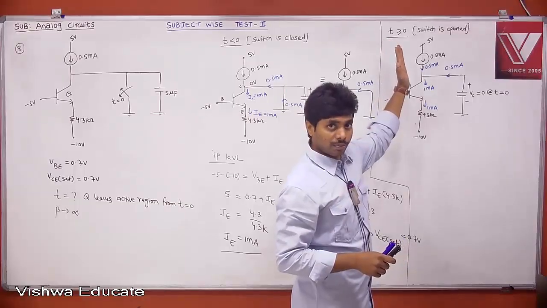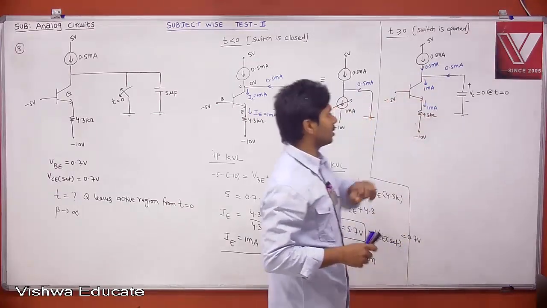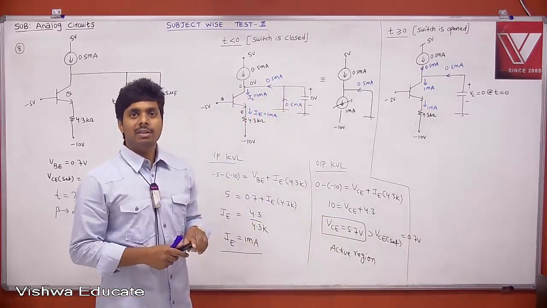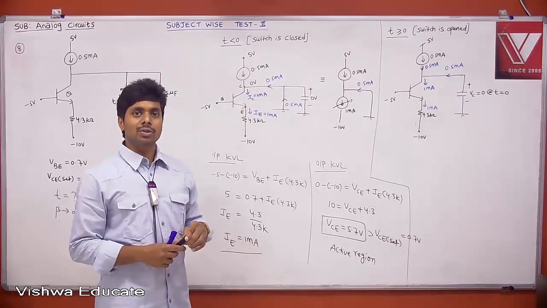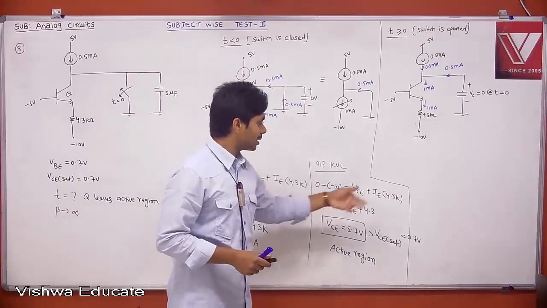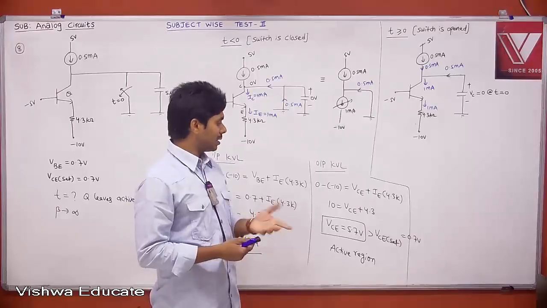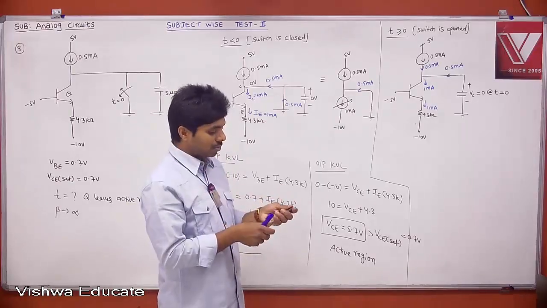Now, the point is, the moment when you open the switch at time t equal to 0, how much time will it take such that it will come out of the active region? That is what he is saying. When will it come out of the active region, and what is the condition to check whether it is in the active region or not? That is nothing but your VCE. If VCE is greater than or equal to VCE sat, then active region, else saturation region.